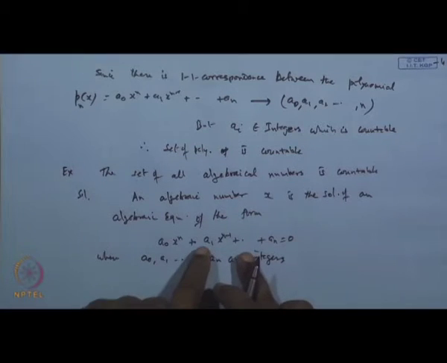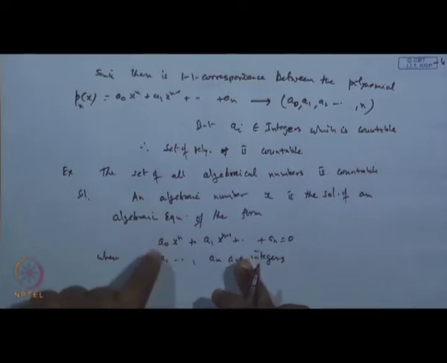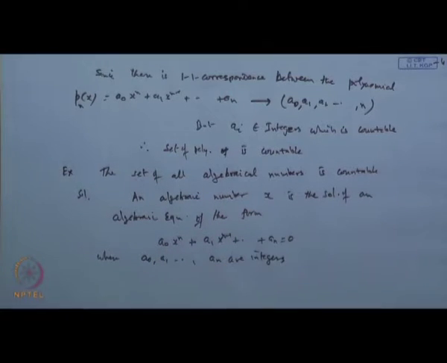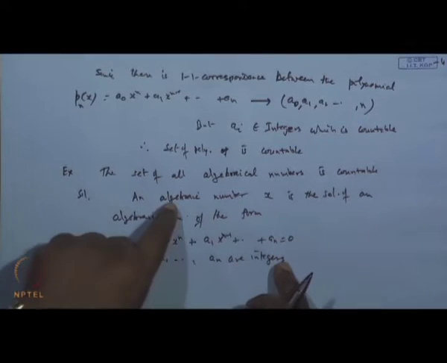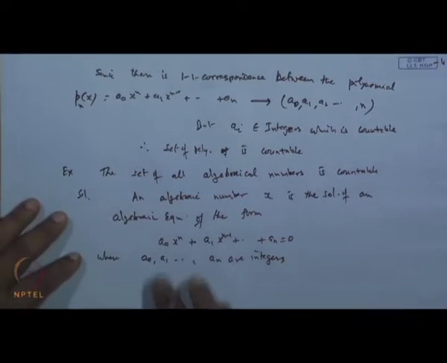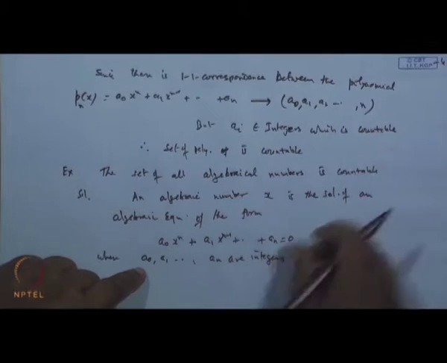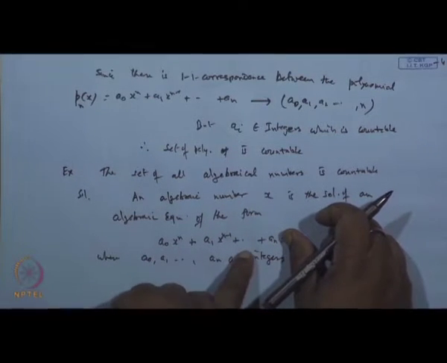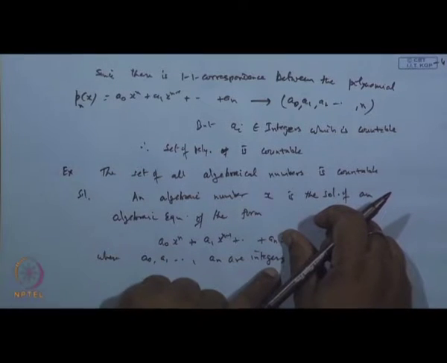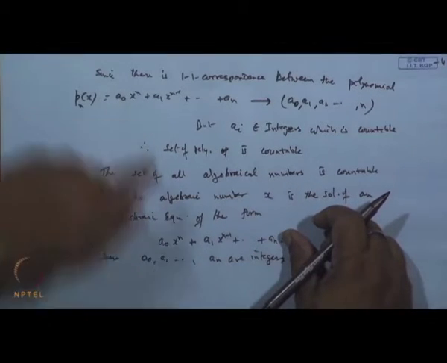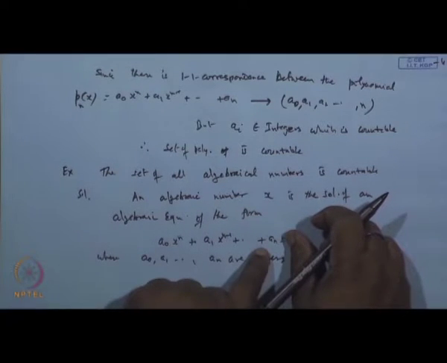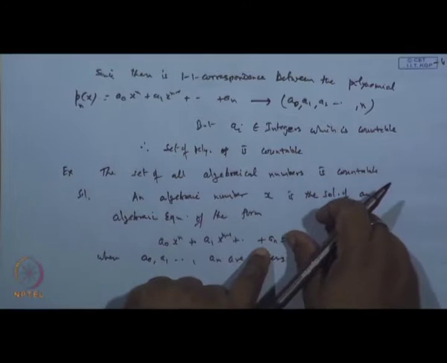So, this is the solution. A number x which satisfies this equation will be an algebraic number. Now, if we remove this 0, then this is a polynomial of degree n, and the coefficients are integers. So, according to the previous result, if the coefficients are integers, then the collection of all such polynomials will be a countable set. Clear?